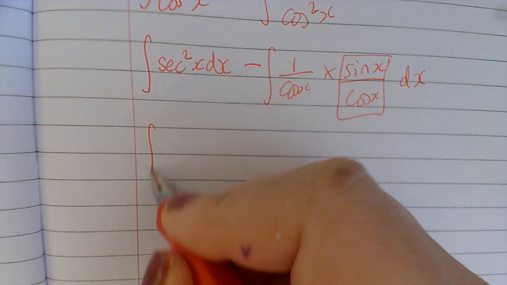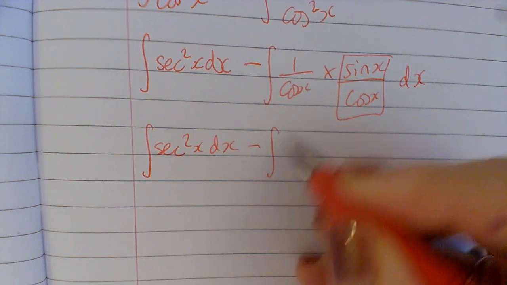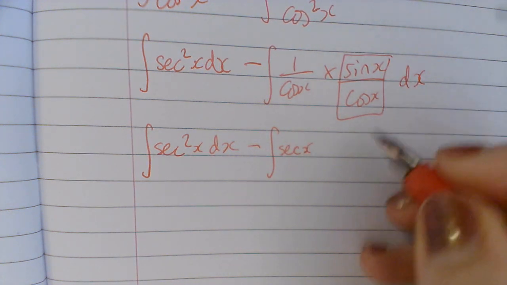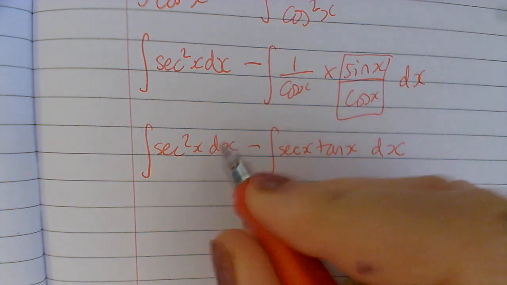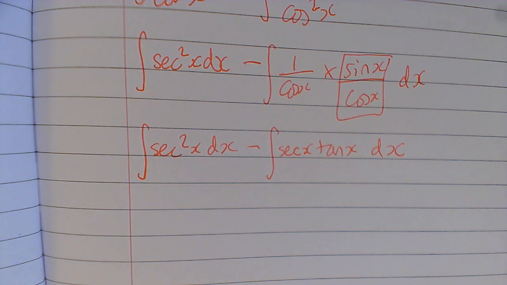So again, getting my standard integral thing, that one's fine. 1 over cos x is sec x. Sine over cos x is tan x. And then from this point, these are both in my standard integral list, so I can just integrate them and plus c it.